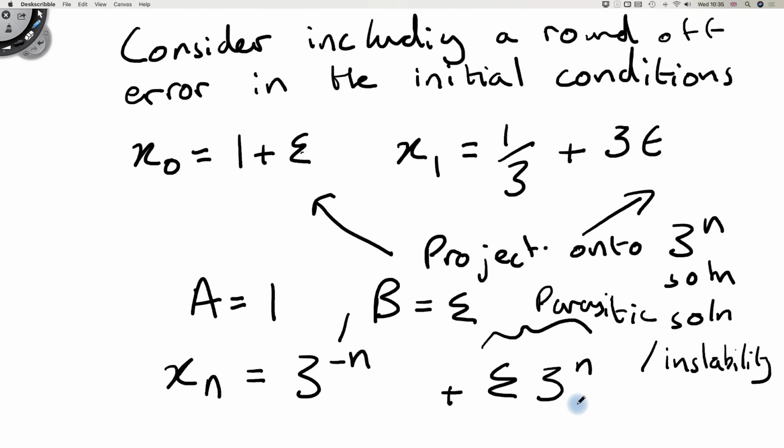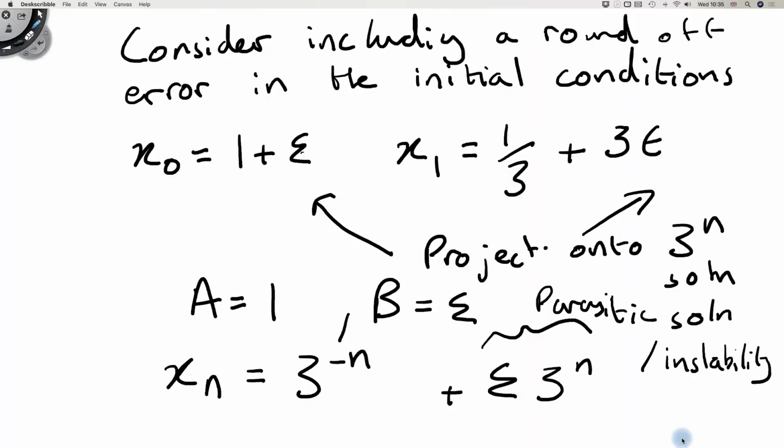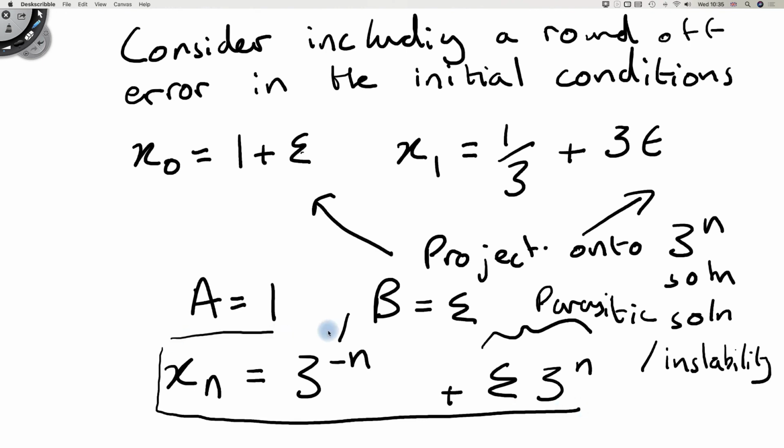Okay, so that's the background math, so hold this solution in your minds. I'm just going to put a box around it. Okay, so you have your true solution, and that's your parasitic solution or instability.